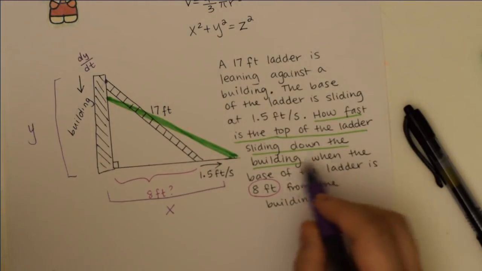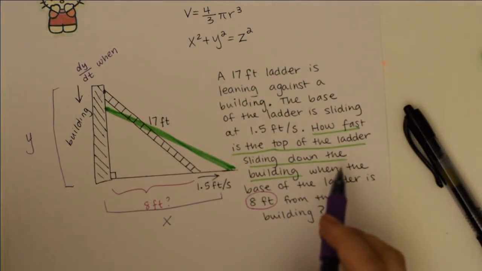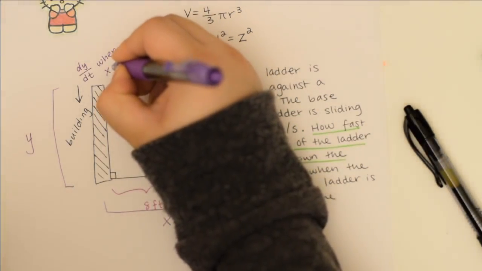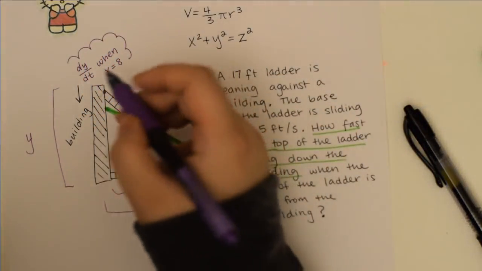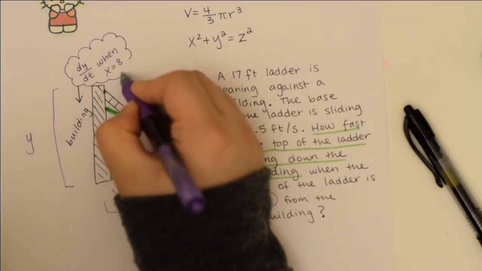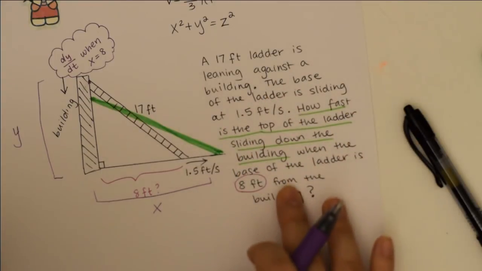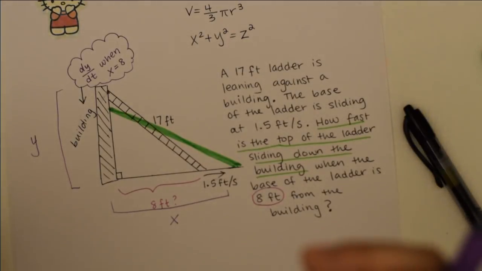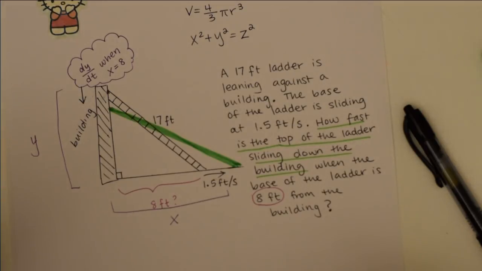And then this particular question says, when the base of the ladder is 8 feet. If the base of the ladder is at 8 feet, that means when x equals 8. So that's the question. I hope that makes sense. You have to set up your situation based on what they're asking, but usually it will imply a particular time, a particular distance, or a particular situation, okay?